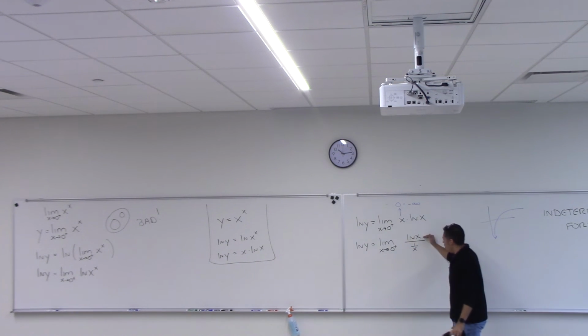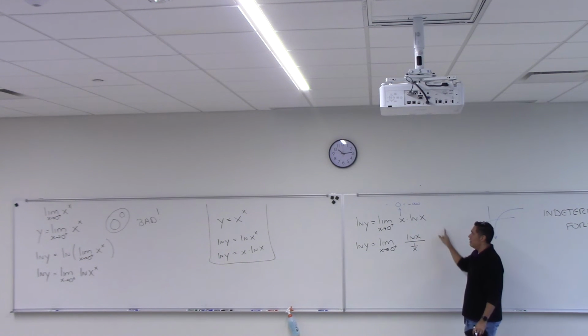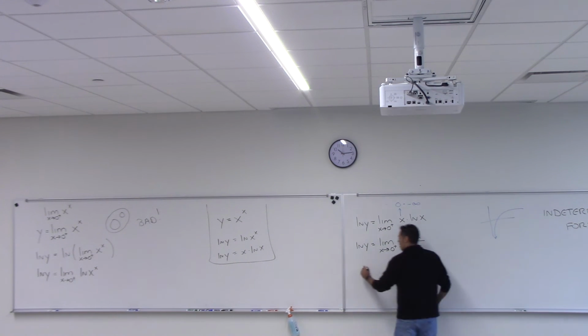So I'm going to use L'Hopital because now this is going to be infinity over infinity. Do we need to check it? X goes to 0, that goes to negative infinity. We know that already, right? But 1 over 0 goes to infinity now, right? So we do have infinity over infinity. So I write it this way.